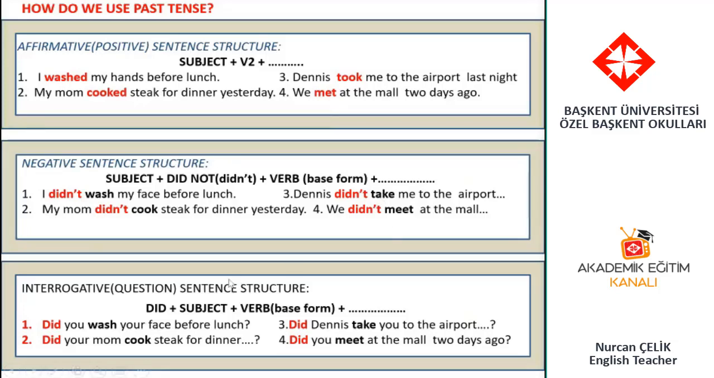Of course, when we make interrogative, meaning question sentences, we use did as well. And when we use did, we don't need a second verb to. Did you wash your face before lunch? Did your mom cook steak for dinner? Did Dennis take you to the airport? Did you meet at the mall 2 days ago? I hope you understood the difference. We're going to practice them, and I'm sure you're going to learn it better.